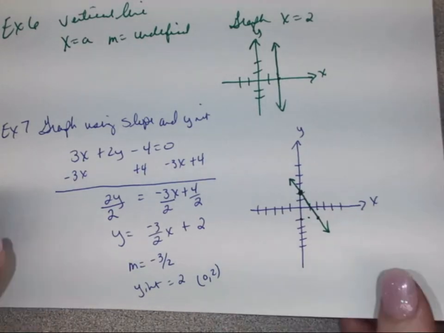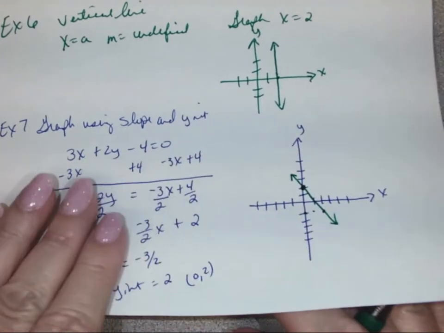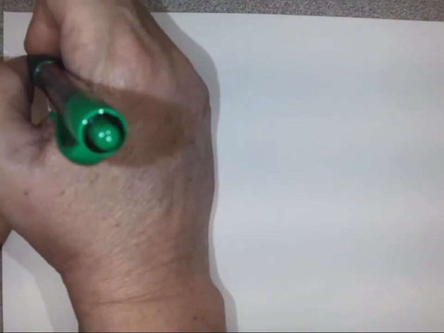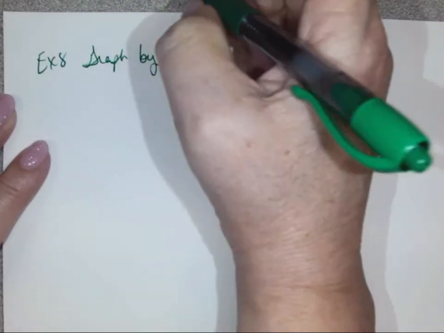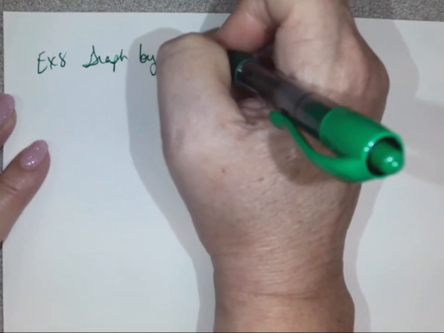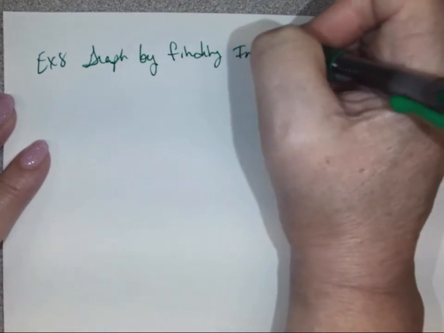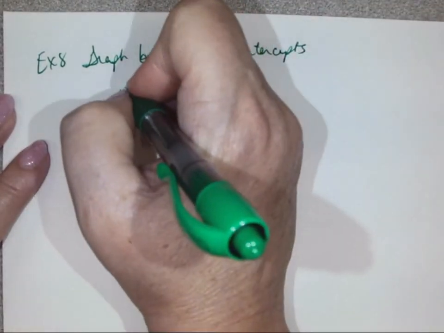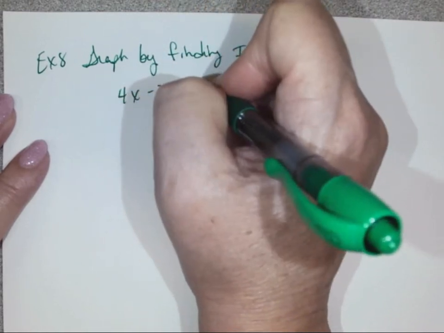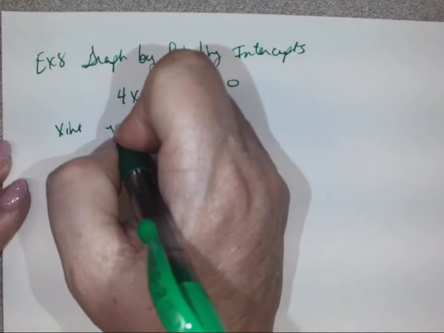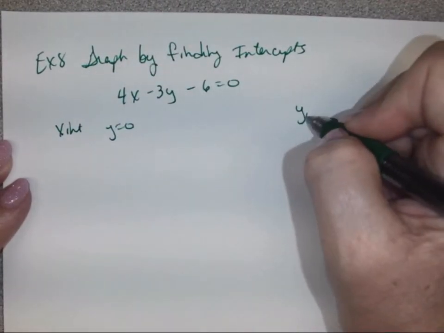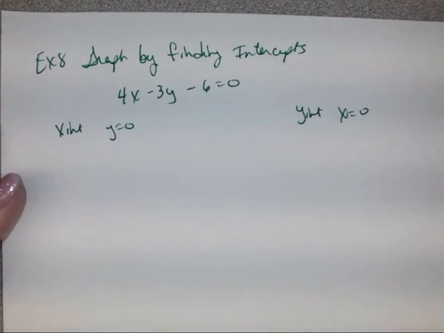Now, let's go look at graphing with intercepts. If I ask you to graph something with just the intercepts, you actually have to do what you're asked. So example 8 is graph by finding intercepts. So we have 4x minus 3y minus 6 equals 0. So to find the x-intercept, I will set y equal to 0. To find the y-intercept, I'll set x equal to 0.